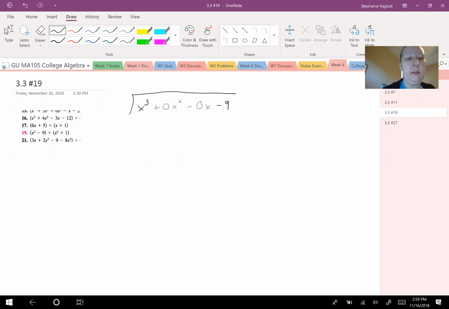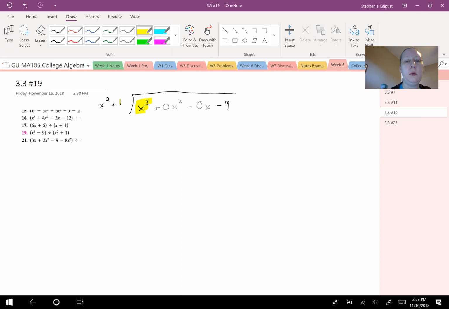And I'm dividing this by x squared plus 1. Whatever I'm dividing by, I don't need to add extra terms for that. And if I'm dividing by something that is degree 2 or higher, I have to use long division. It does not work with synthetic division. So I'm going to start.